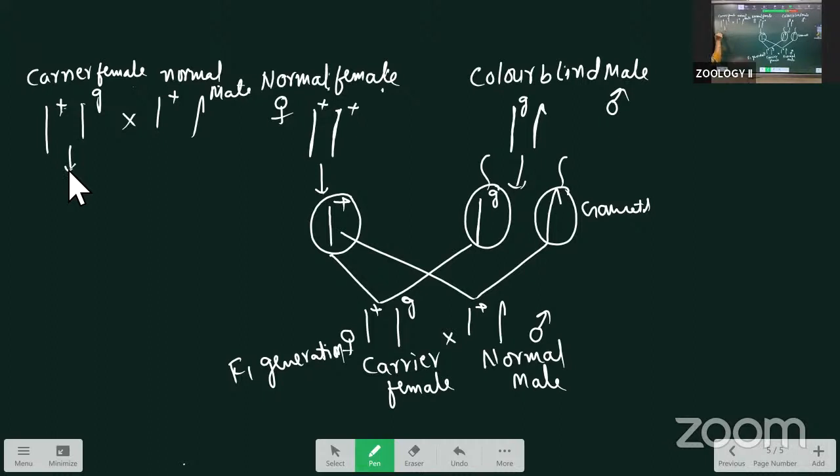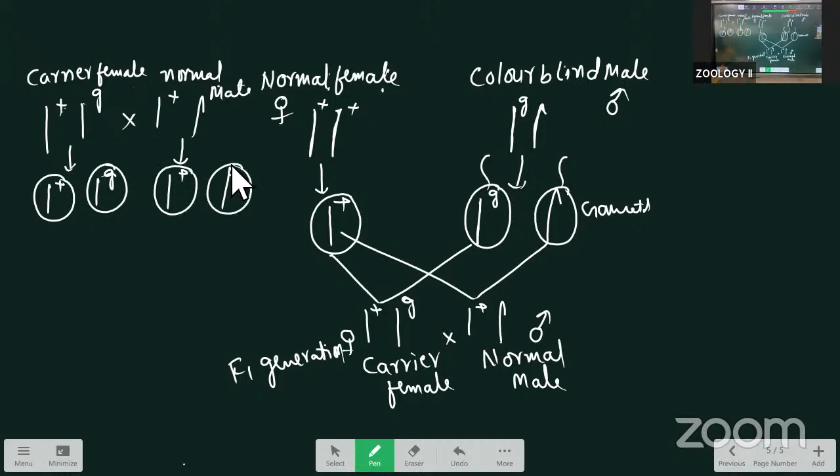What gametes will occur here? Two types of gametes occur: X plus and XG. Two types of ova are produced, and the sperms are also the same, two types are produced. One is X plus, one is Y. Next, I'm adding them afterwards. I draw the checkerboard and in that also I will show.